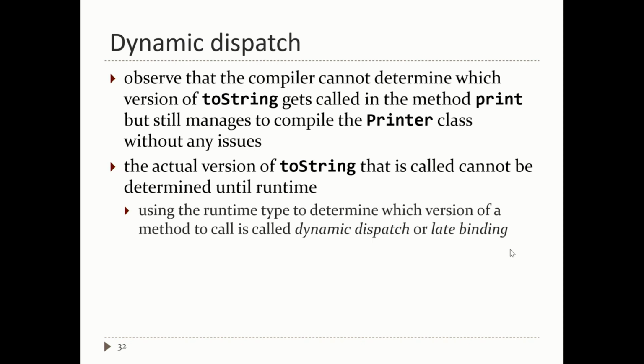Dispatch and binding mean the same thing: which version of the method gets called. Dynamic means at runtime, late as opposed to early. So early means compile time, late means runtime. So if you ever see the phrase like dynamic or late, it usually means runtime.